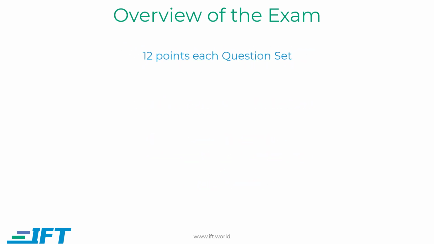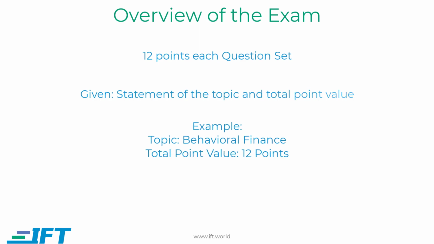Total point value for each question set will be given as 12. Previously, question sets had different point values, but now all the question sets will have equal point value, which will be 12 points. Each question set will begin with a statement of the topic and total point value. So for example, you have behavioral finance as the topic. This will be stated underneath the topic. The total point value of this question is 12 points. So this is what you will see on your screen.